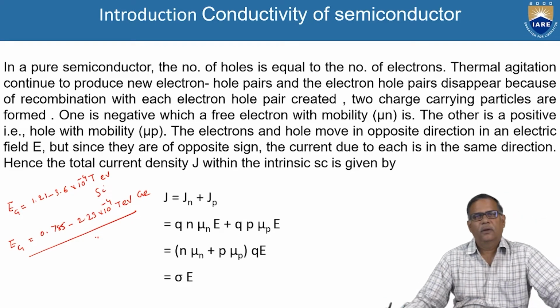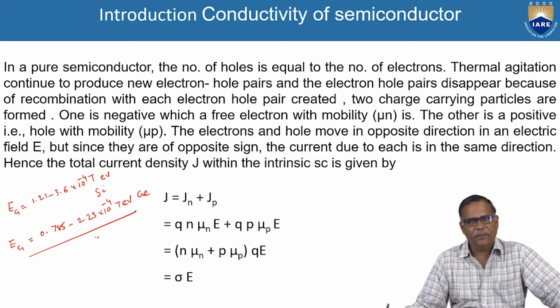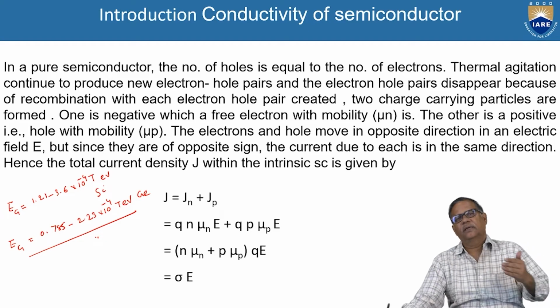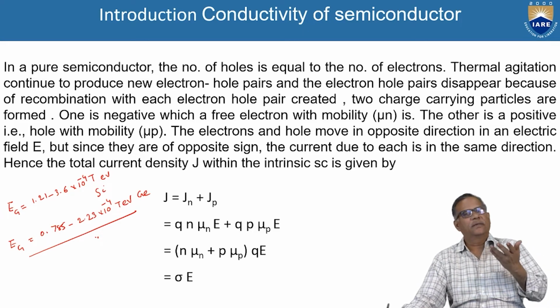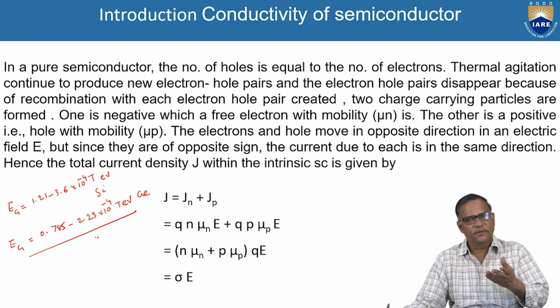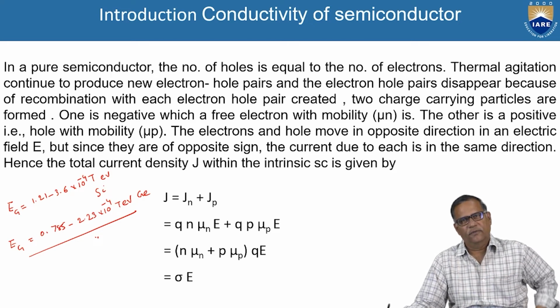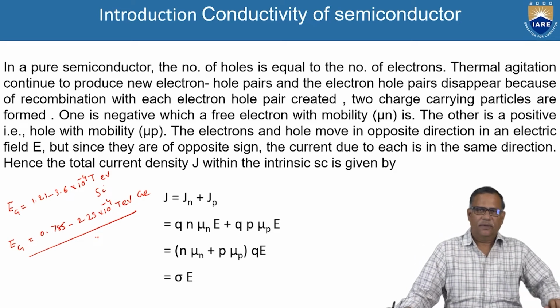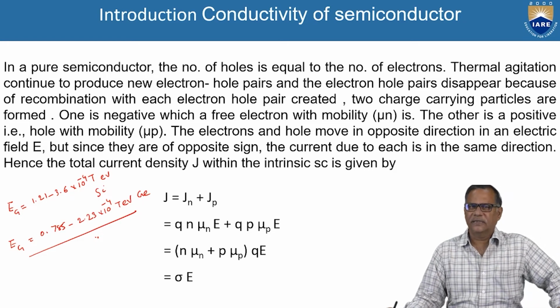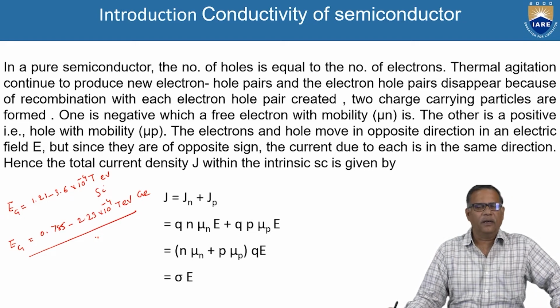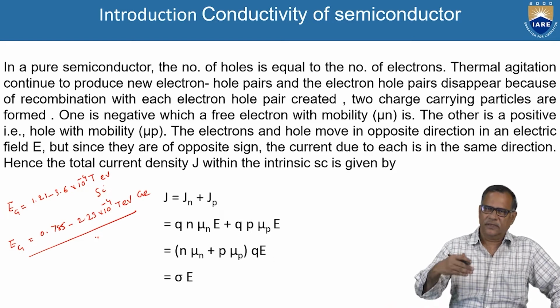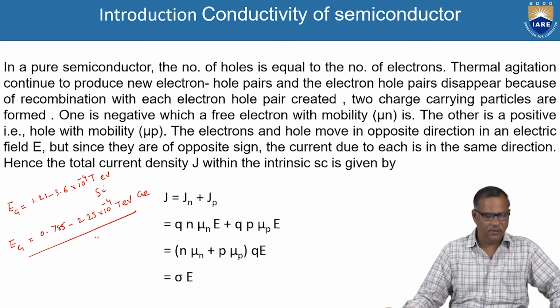So both have a negative temperature coefficient as far as the forbidden energy gap is concerned. That means if the temperature is increased, the forbidden energy gap reduces, thereby the conductivity is improved for germanium or silicon, or in general for any semiconductor material. The conductivity improves as the temperature is increased.